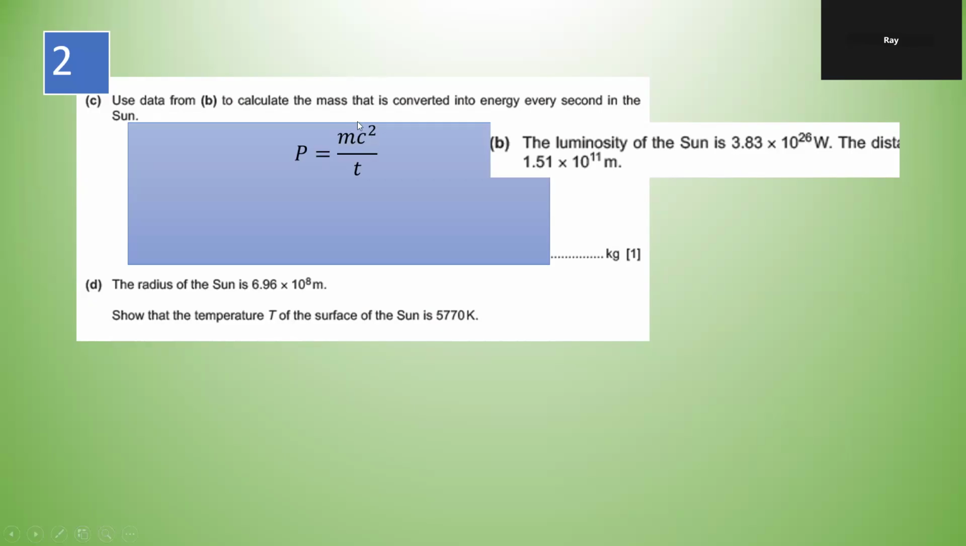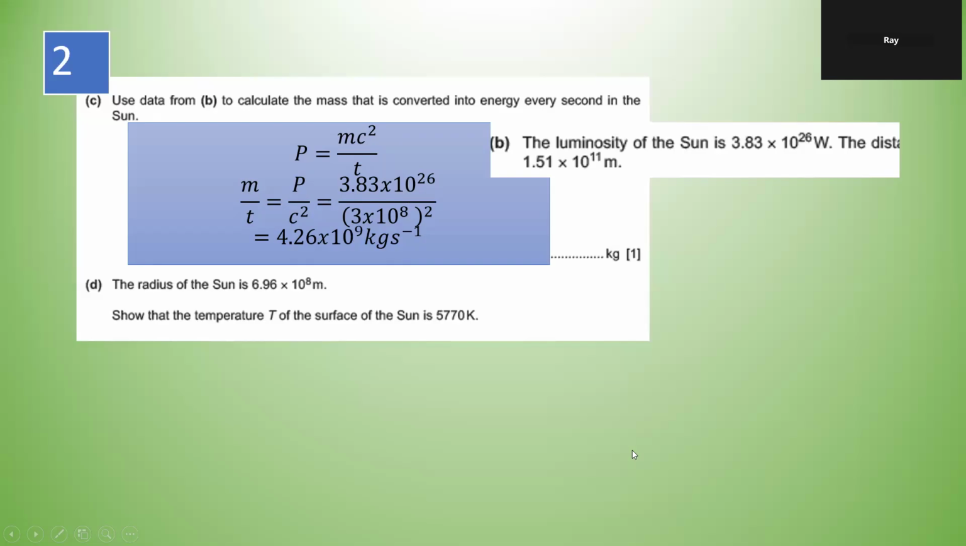E, energy, divided by time. Right? Time is 1 second. So we want m over t. c squared, take it down. Right? P is given. P is luminosity. It should be called L. Right? That's the luminosity. And then speed of light squared. Okay. So your answer is 4.26 times 10 to the power 9 kilogram.